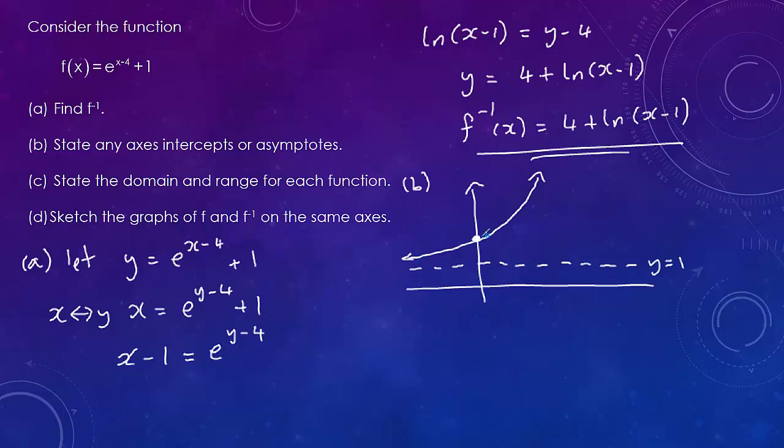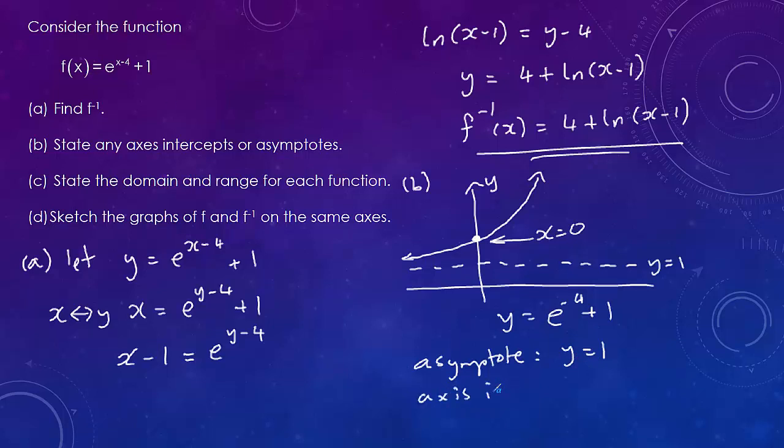The only intercept, therefore, is the y-axis. And of course, the y-axis is where x is equal to 0. So y is going to be e to the negative 4 plus 1. And so we can say the asymptote is the line y equals 1, and the axis intercept is going to be at 0, e to the negative 4 plus 1.